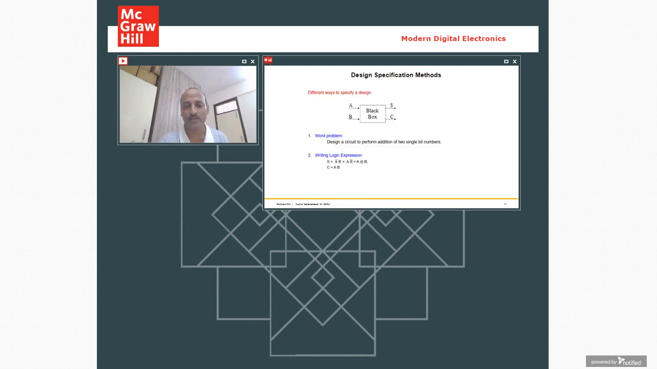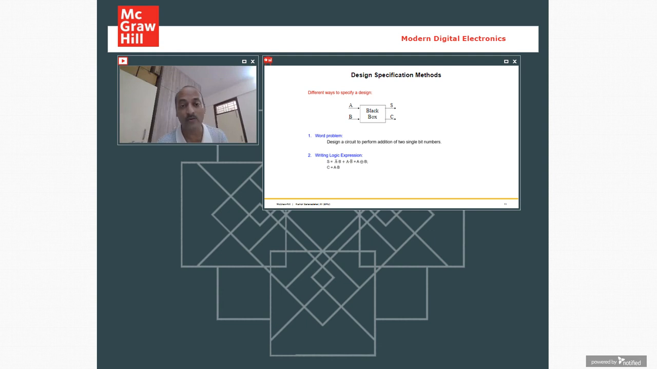Okay. Now what are the different ways to specify your design? I am considering this as a black box, and there will be some inputs, some outputs. So the first way to specify your circuit is writing a word problem. Say for example, design a circuit to perform addition of two single bit numbers. So this is a word problem. Now we need to understand the requirement of the circuit, what the inputs are, what the outputs are, and then write the expressions for this black box and design the black box.